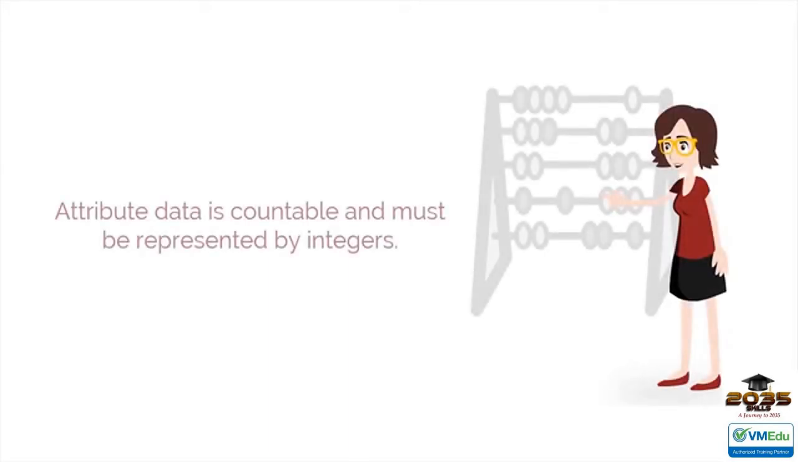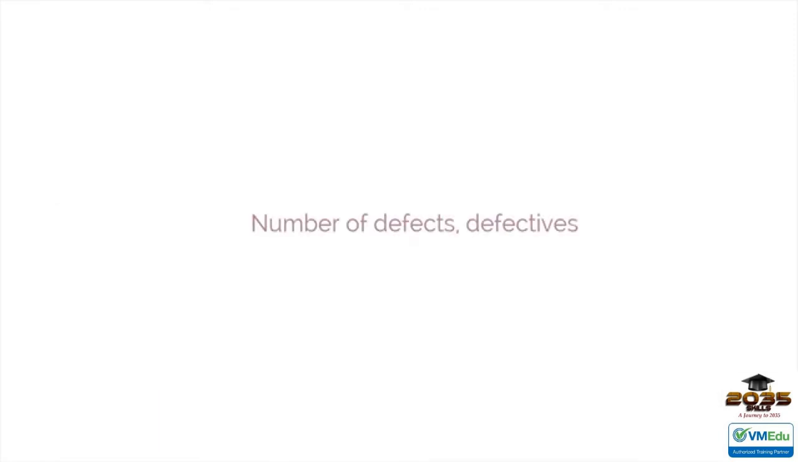Attribute data is countable and must be represented by integers. Attribute data are also classified as good or bad. For example, number of defects or defectives.